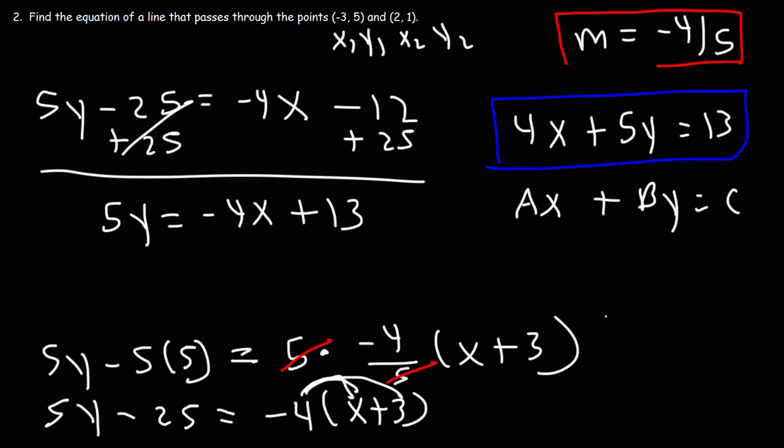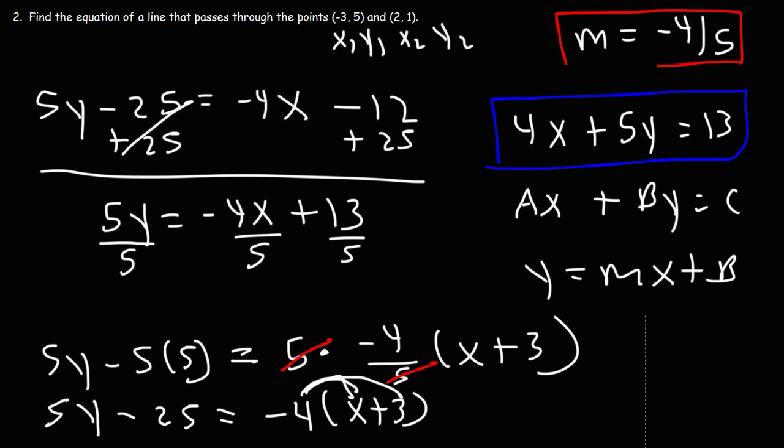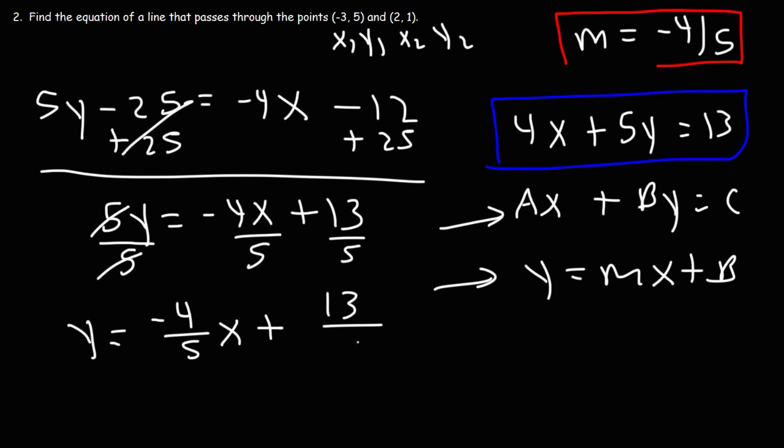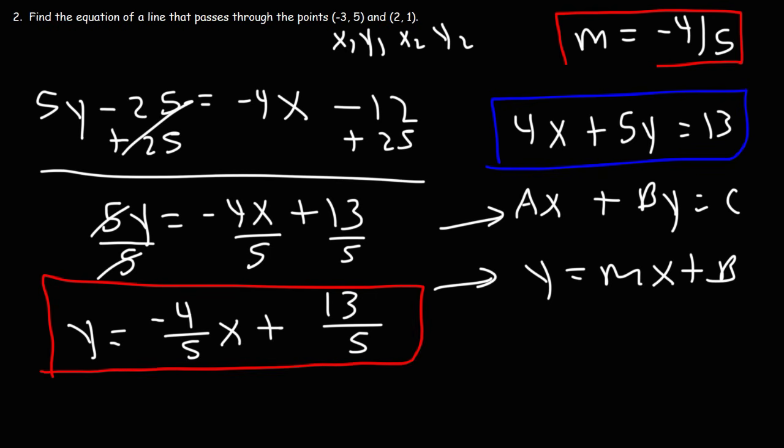Or if you want it in slope-intercept form, that is y equals mx plus b, you could just solve for y. So at this point, you could divide everything by 5. If you have a multiple choice test, you want to look at your answers and see which form it's in. So this is going to be y is equal to negative 4 over 5x plus 13 over 5. So that's the answer in slope-intercept form.